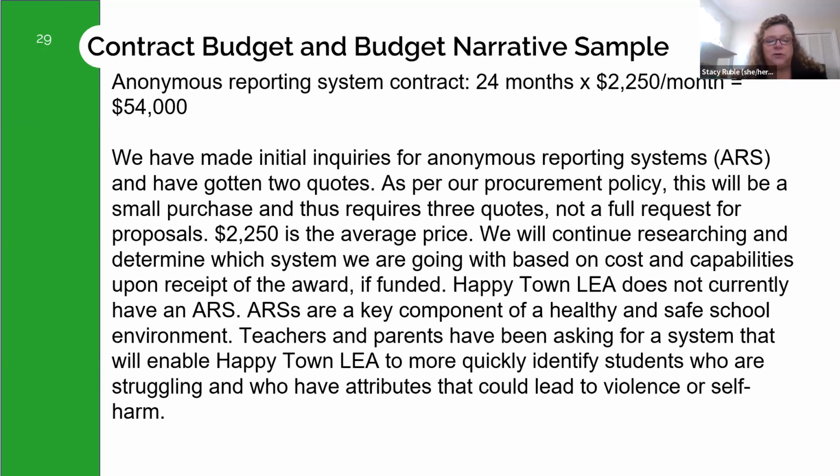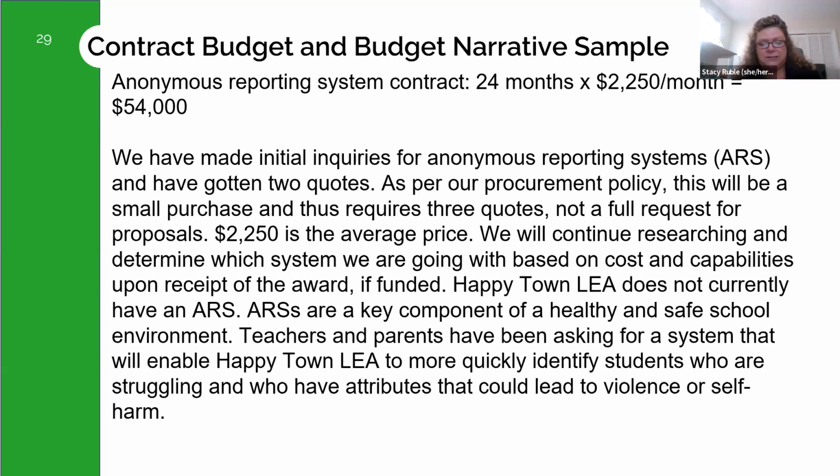So in this case, they're doing anonymous reporting systems. They've gotten 2 quotes. Their own procurement policy indicates that this would be what we call a small purchase, and according to their procurement policy, it requires 3 quotes, not a full request for proposals. The $22.50 was an average price. They're going to continue researching to determine which system they're going to use based on costs and capabilities upon receipt if funded. So that first section describes how they're going to pick and how they came up with the number.